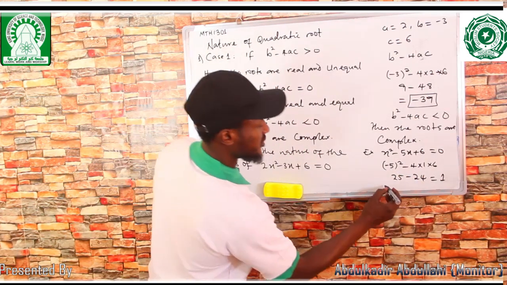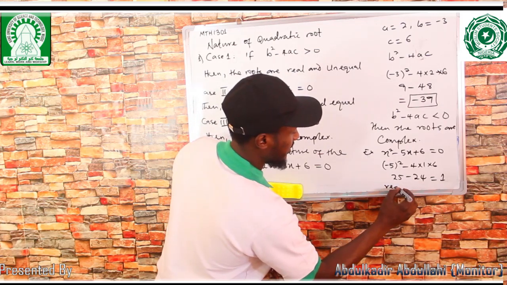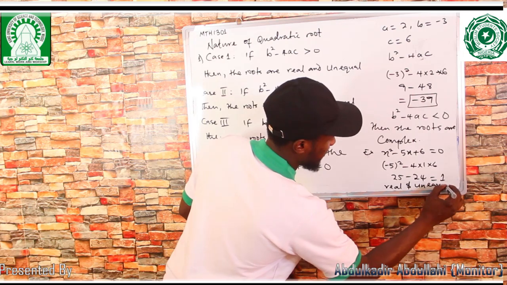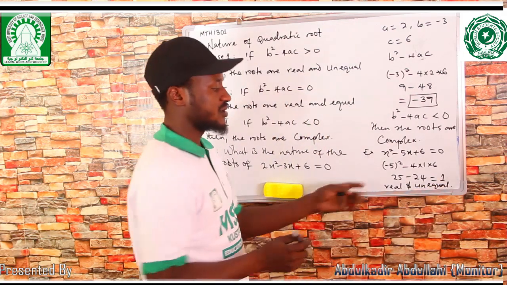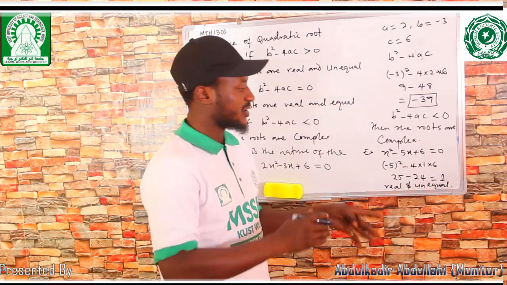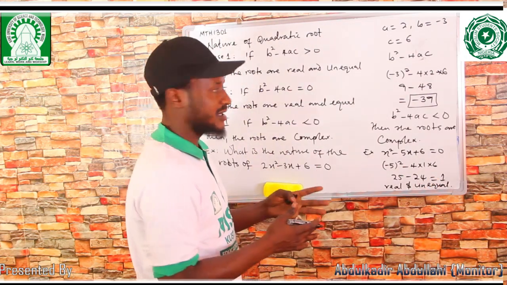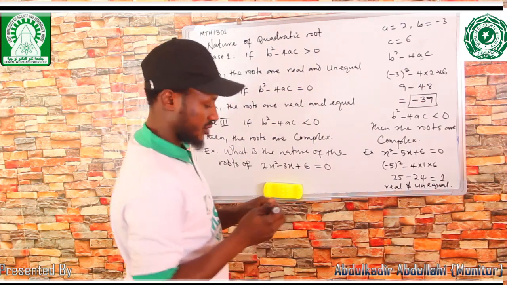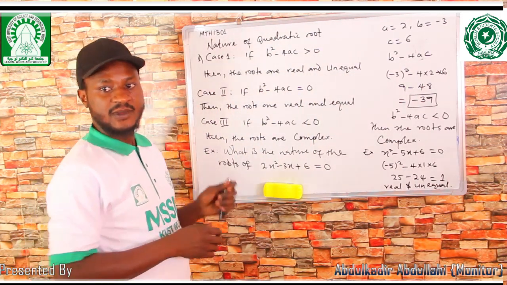This implies the roots are real and unequal. The reason why the roots are unequal is because it is not 0 but what? Greater than 0. And when it is greater than 0, it is real and unequal. So this is the discriminant.